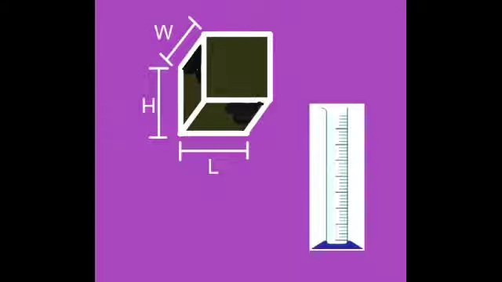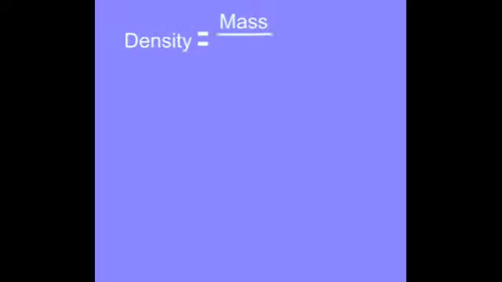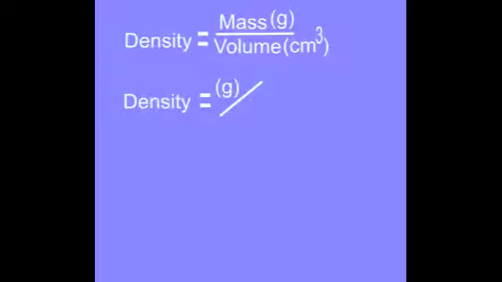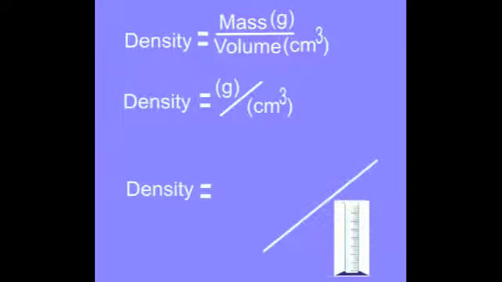Volume is how you measure how much space an object takes up. You can do this by multiplying the width times length times height, or with a graduated cylinder. Density is an important physical property. It's the mass of a substance per unit volume.